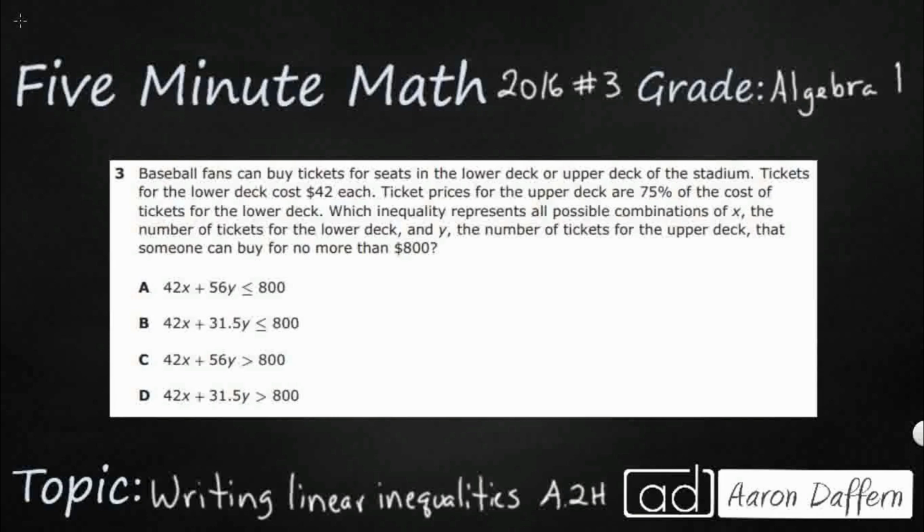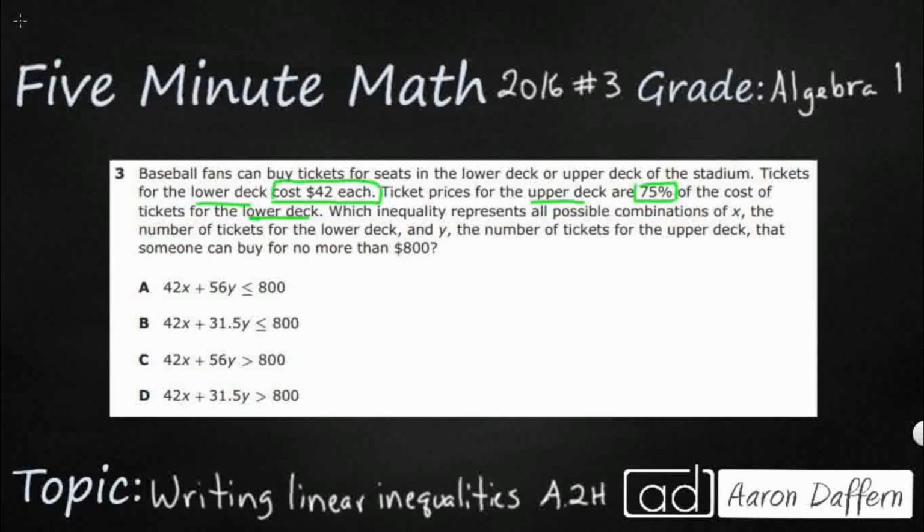So we got baseball fans. They're buying tickets for seats in the lower deck or the upper deck. All right, so lower deck, we've got $42 each. That's my lower deck. Ticket prices for the upper deck are 75% of the cost of tickets for the lower deck. So they're going to make us work for the upper deck a little bit. Upper deck is 75% of the cost of the lower deck. So which inequality best represents all possible combinations of x?